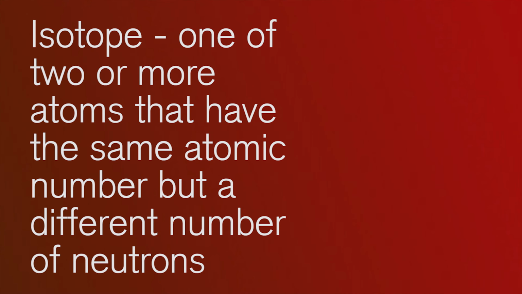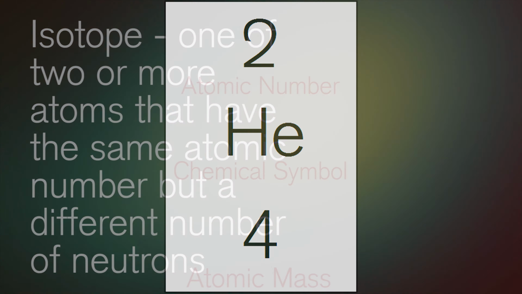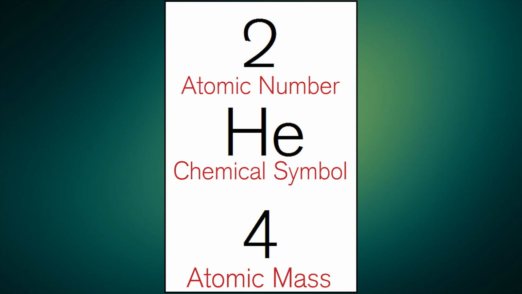An isotope is a different form of the same element that contains an equal number of protons but different numbers of neutrons in their nuclei, and hence different relative atomic mass but the same chemical properties. The atomic mass is the sum of protons and neutrons.